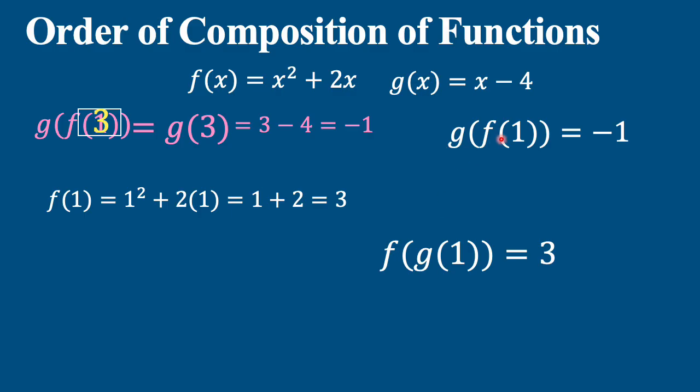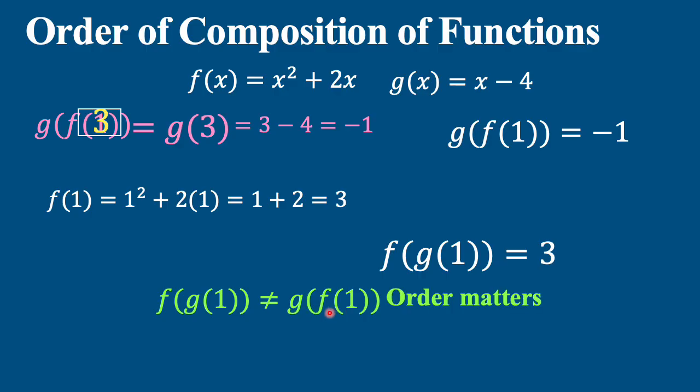What do you see? This one is f first, then g second. This one is g first, then f second. So order really matters when you compose two functions. The values are different. Our conclusion is that f of g of 1 is not the same as g of f of 1. So order really matters in the composite of two functions. You have to remember which function you go through first when you do a composite function.